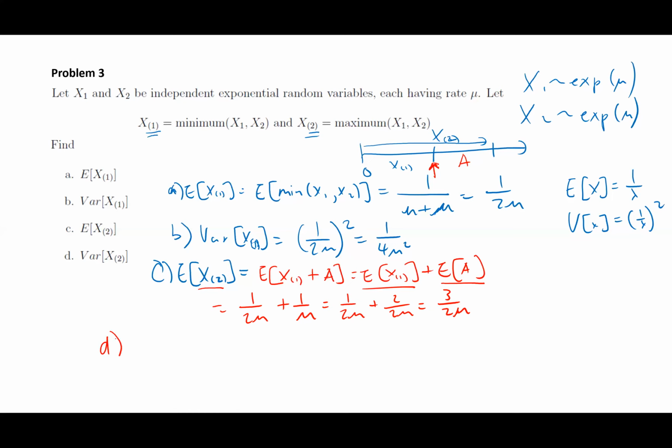Okay, stick with the red color. It's the variance of X2. So it's the variance of the maximum between X1 and X2. Here again, if we want to use this property, then it's pretty simple. Except we can't really just take this 3 over 2 mu and square it, right? Because it's really composed of two random variables.